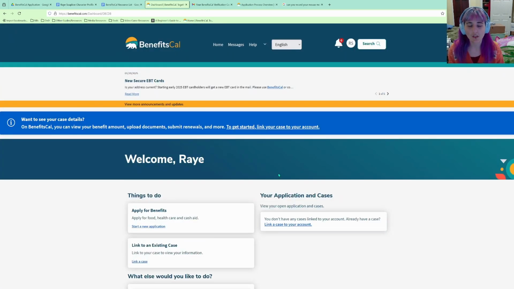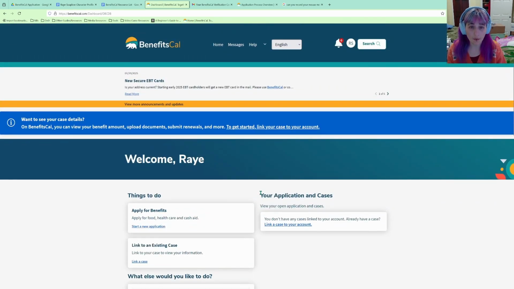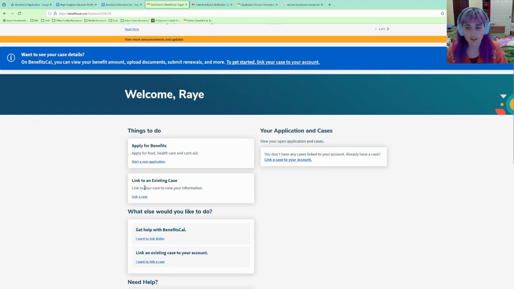We've made it to the dashboard. Now, if you have an existing account, by the way, or an existing case, this is where you could link to an existing case. That's where you could put in your case information, like if you applied by paper and you wanted to now move online, you could do that. We're going to do a new application. So, things to do: apply for benefits, start a new application.